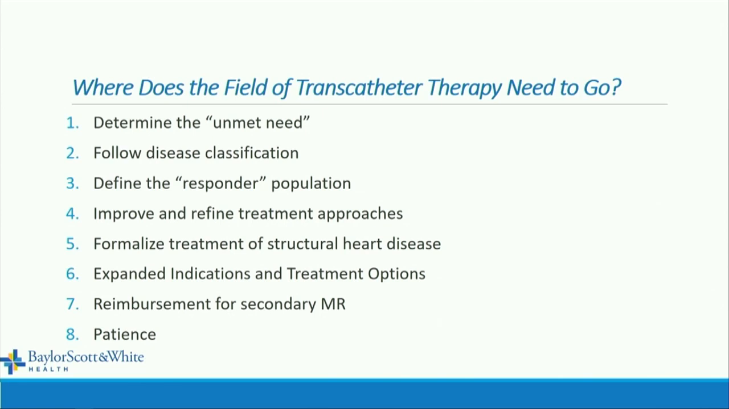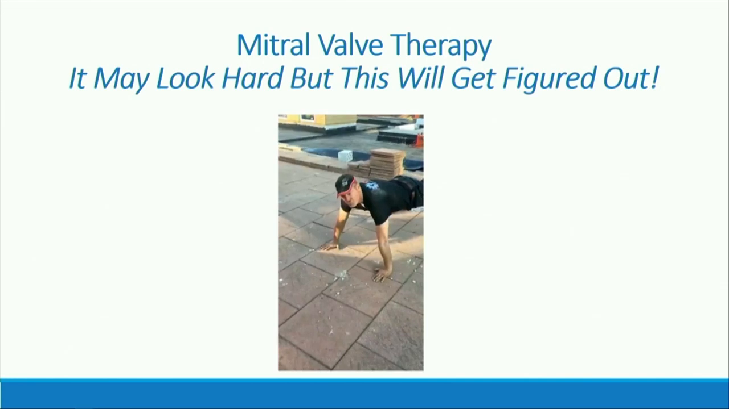So where does the field need to go in summary? We need to determine the true unmet need and where the patients are. We need to follow disease classifications. We need to best define the responder population, improve and refine treatment approaches, formalize treatment of structural heart disease, expand indications and treatment options, get reimbursement for secondary MR, and we need to have patience while all this happens.